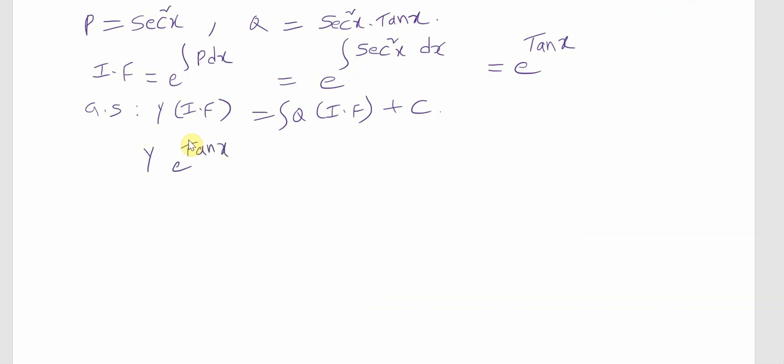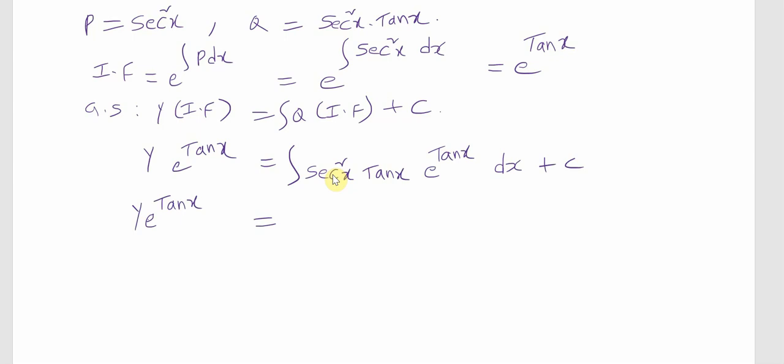Yes, let us write e power tan x, integral Q is here. If you can see here, Q is secant square x into tan x. So I wrote here secant square x into tan x. And IF, we found IF, and the result is e power tan x. So e power tan x dx follows naturally plus c. The y into e power tan x as it is.